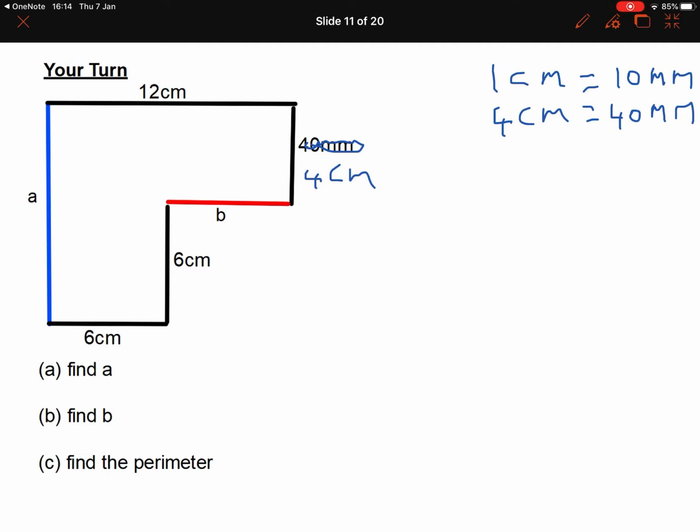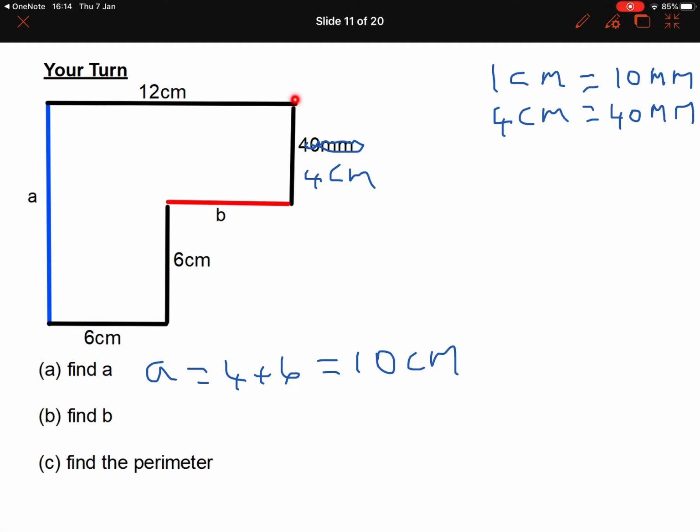Now, calculating the value of A, well, if A is going downwards this time, so to calculate A, that's the total distance from there to there. Now, to go from here to here, we go downwards, that's 4. And to go from there to there, it's 6. Okay, so this would give us the value of A. All right, so we need to add. So A would be equal to 4 plus 6, which is 10 centimeters. Okay?